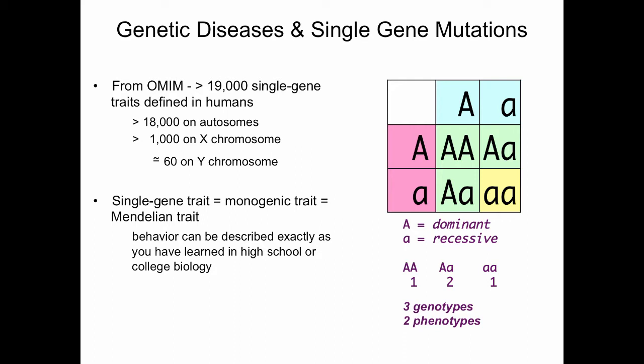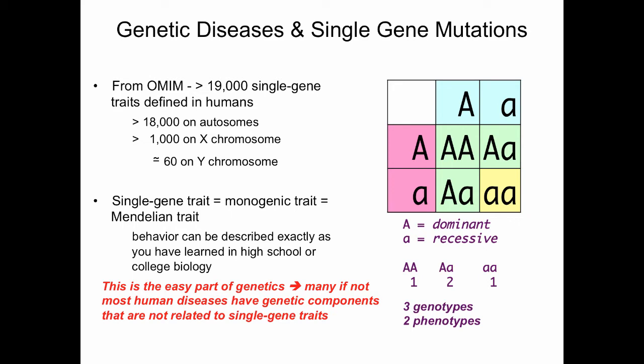So the 3 genotypes would be big A big A, big A little a, and little a little a. The 2 phenotypes would be those phenotypes that are expressed by having the dominant genes or the recessive genes.